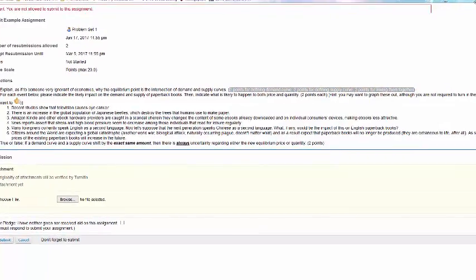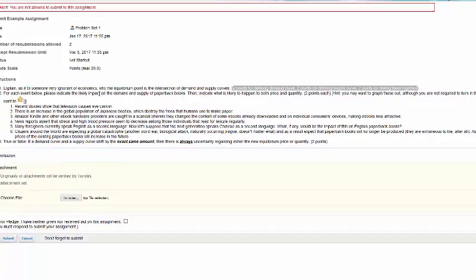Then I say for each event below, please indicate the likely impact on the demand and supply for paperback books, then indicate what's likely to happen to both the price and quantity. And I said you may want to graph these out, but you're not required to turn them in. You can if you want to, but you're not required to, okay? And for these, all I want is for you to tell me that the demand has either increased or decreased, and that the new price and quantity is larger or smaller, okay? And I'll go over an example of those real quick, but first let's go to the last one.